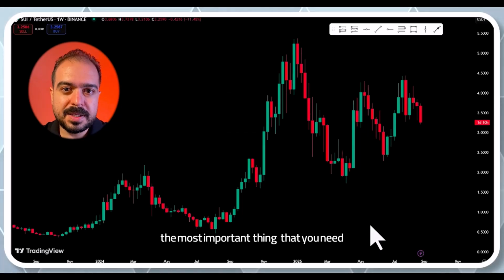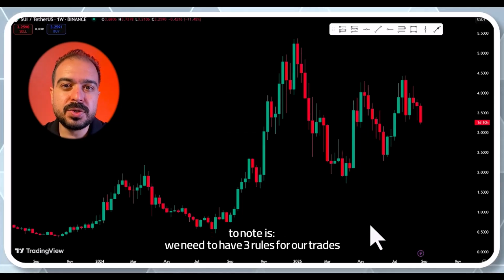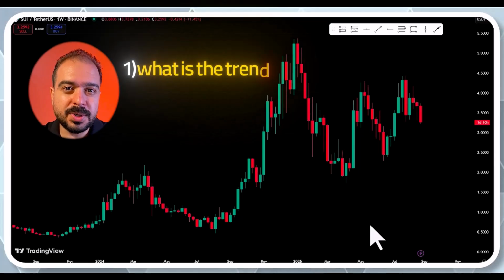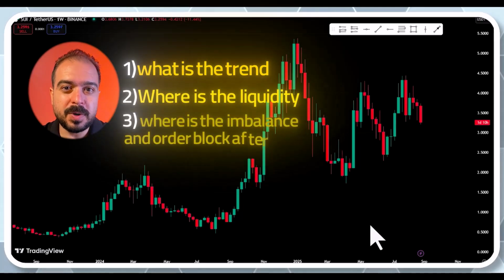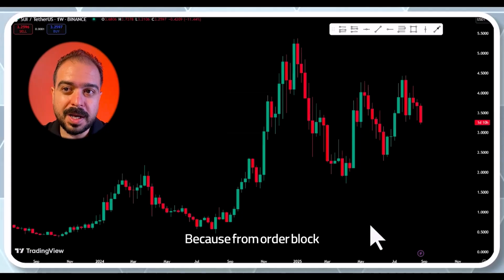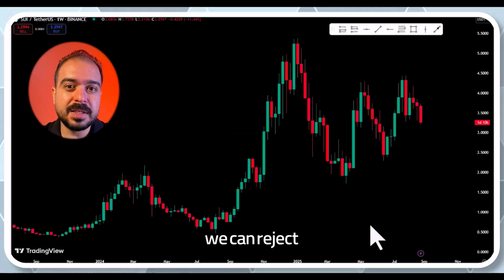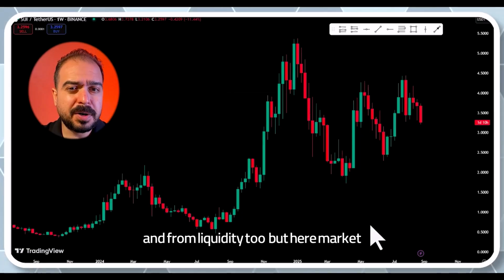The most important thing you need to note is that we need three rules for our trade. One, what is the trend? Two, where is the liquidity? Three, where is the imbalance and where is the gap? And where is the order block? Because from an order block we can get a rejection, and from liquidity too.